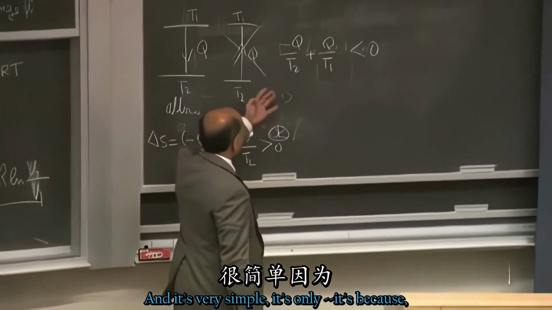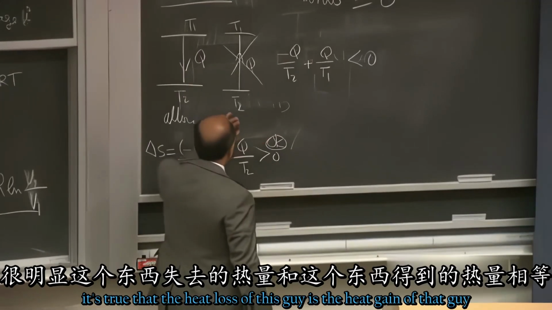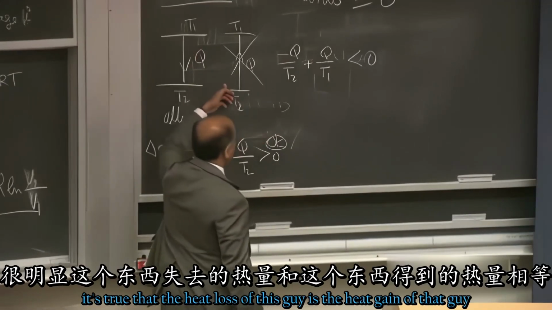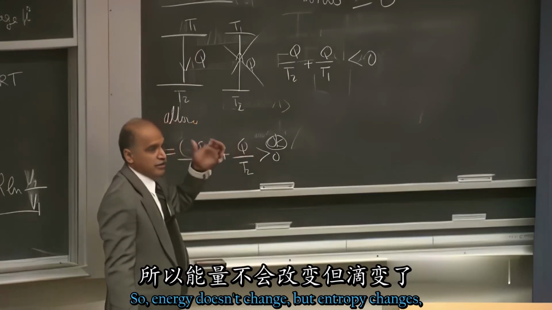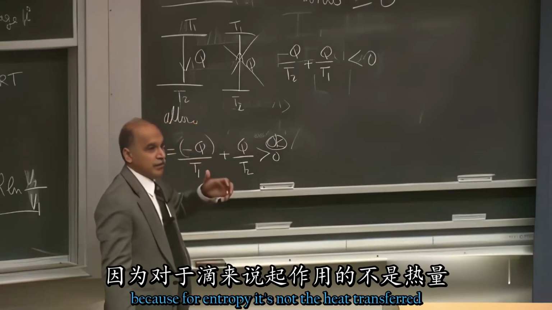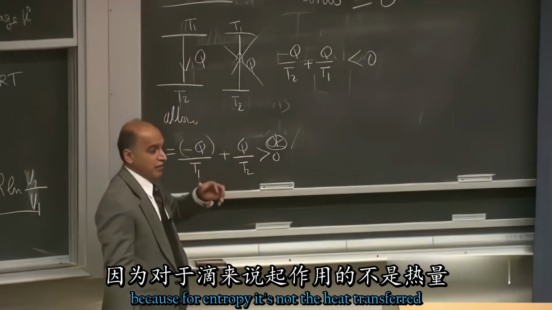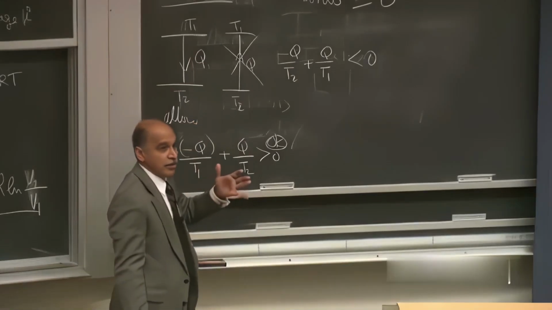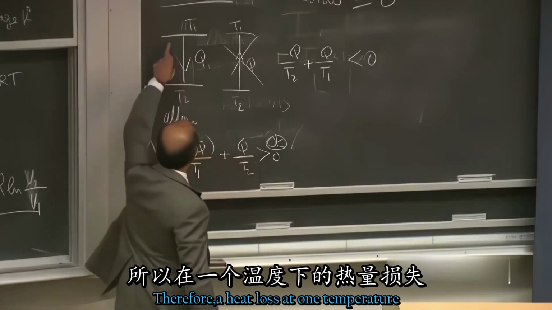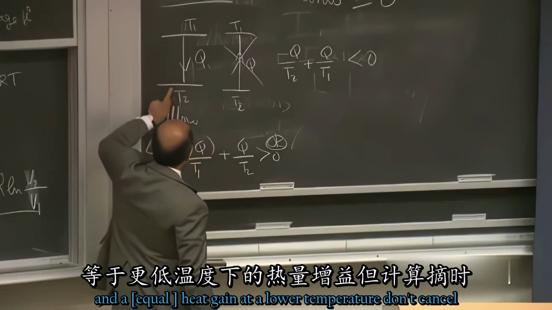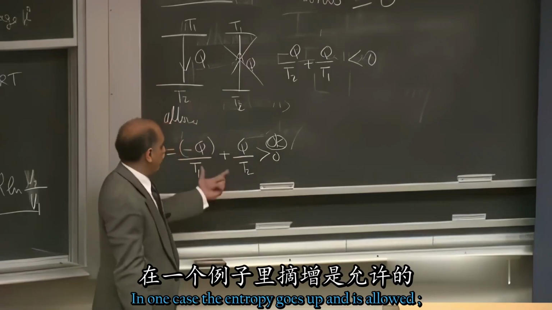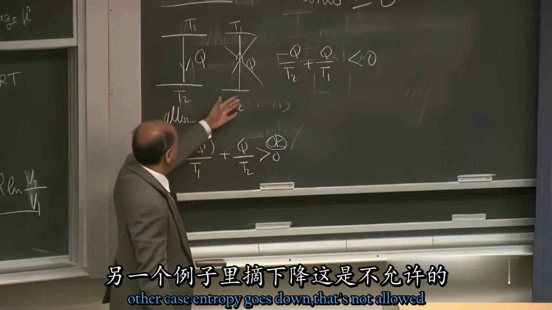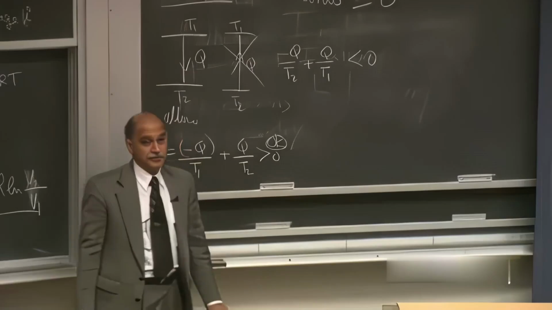And it's very simple. It is true the heat loss of this guy is the heat gain of that guy. That's the law of conservation of energy. So energy doesn't change, but entropy changes. Because for entropy, it's not the heat transfer, it's heat transfer divided by temperature. Therefore, a heat loss at one temperature and a heat gain at a lower temperature don't cancel when it comes to entropy. In one case, the entropy goes up and it's allowed. In another case, entropy goes down, it's not allowed.